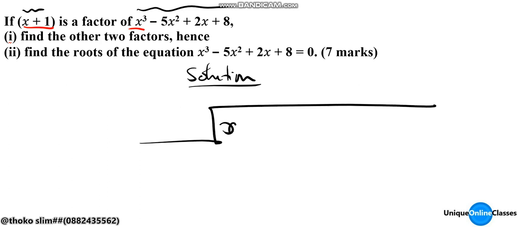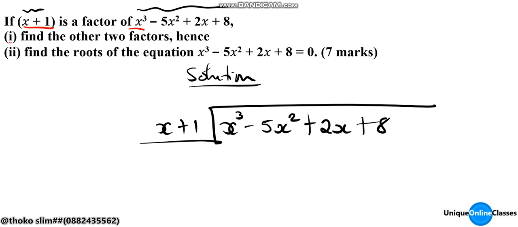We have x cubed minus 5x squared plus 2x plus 8 there, and our divisor will be x plus 1. This is the first part, which is the divisor, whereas the second part is the quotient. So we start with x into x cubed, which gives x squared. So the answer is x squared.